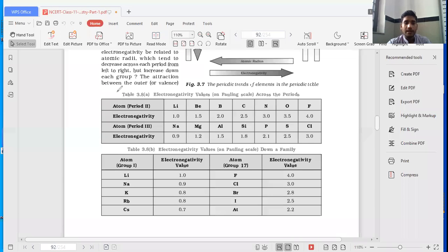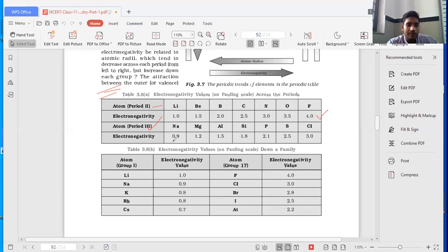Table 3.8 shows electronegativity of period second elements and period third elements. Okay, lithium is having electronegativity 1, beryllium 1.5, boron 2, carbon 2.5, nitrogen 3, oxygen 3.5, fluorine 4. See, learning of these electronegativities is very easy for second period, because there is difference of just 0.5 in all.